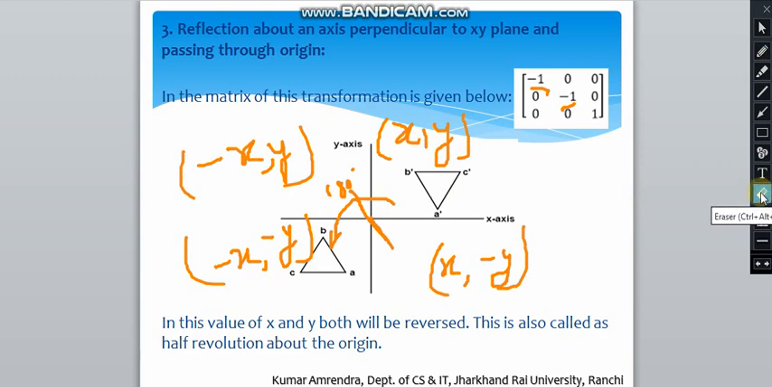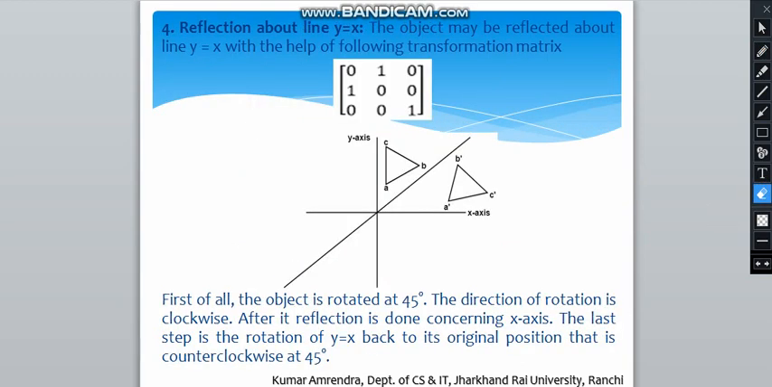So this was the third one. Let's move on to the last type of reflection, that is the reflection about y equal to x. So this line is y equal to x. The object may be reflected about the line y equal to x with the help of the following transformation matrix. This matrix will result in the reflection of any object along y equal to x. So what we are doing over here is interchanging.